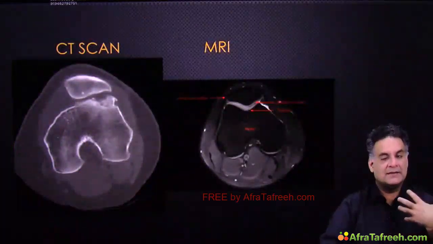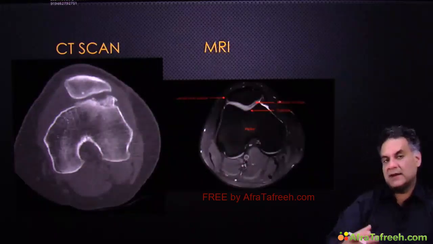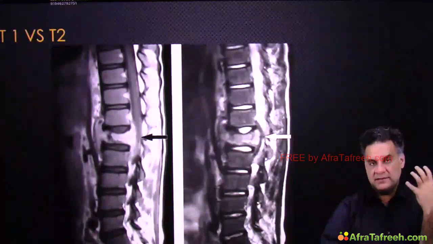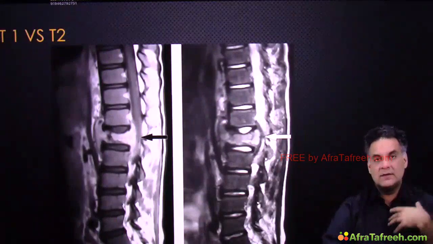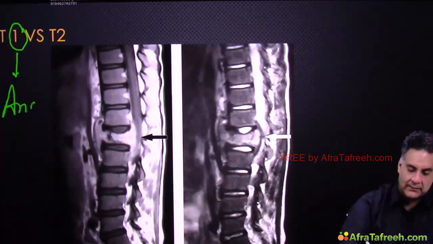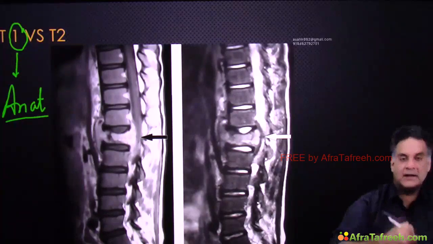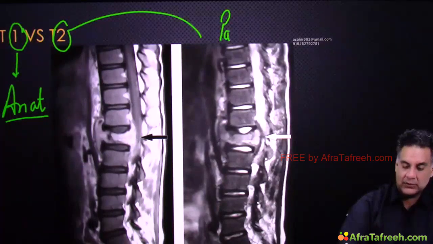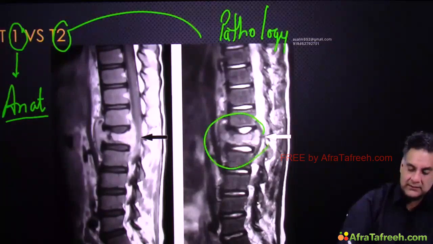CT scan is white, calcification, cortex. MRI is darker. MRI has two images, T1 and T2. First prof subject, anatomy: T1 will show me anatomy. T2, second prof subject, pathology: it will show me the disease.